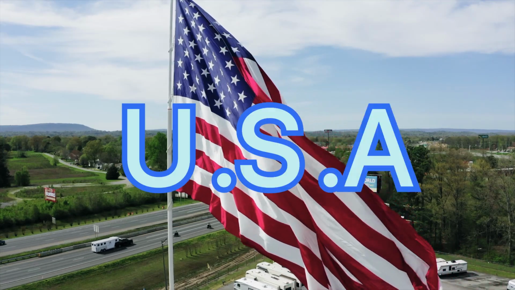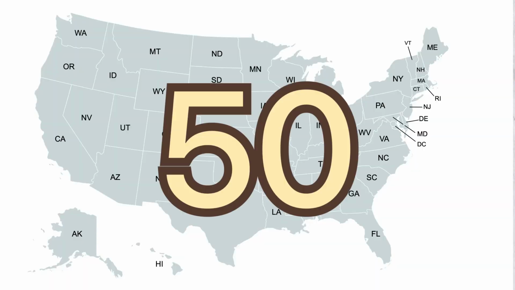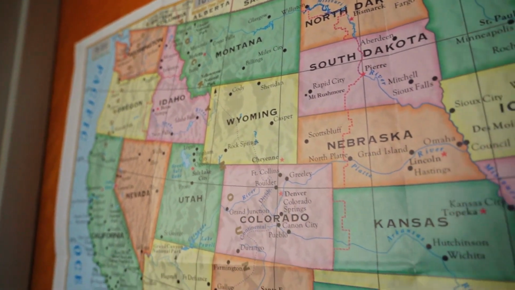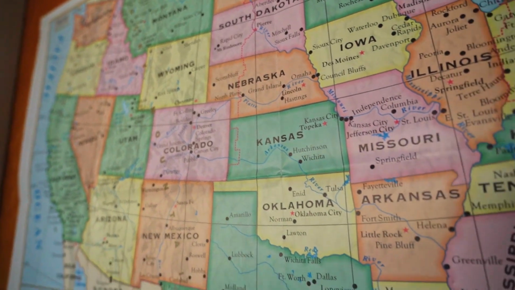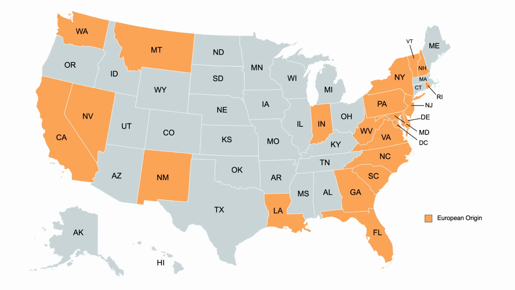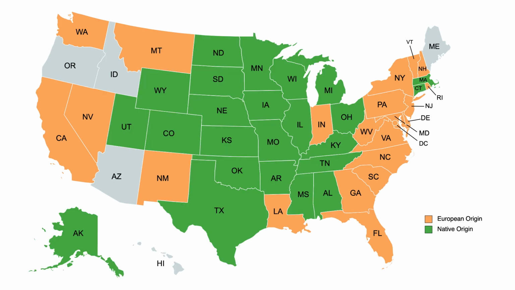The United States of America is made up of 50 individual states, but have you ever wondered how each state got its name? Today we'll be explaining the meaning of all 50 state names, so let's start by making some broad characterizations. While the names of each state come from a variety of languages, we can easily group them into two broad categories. 21 states have European origin, and 24 states with Native American origin.